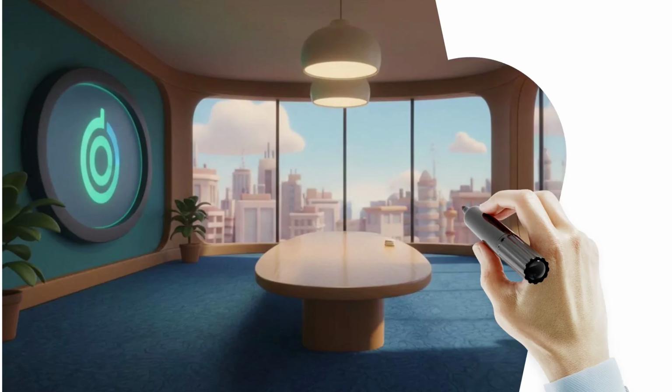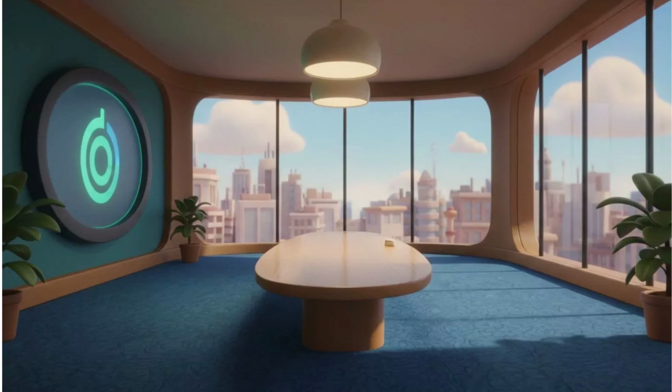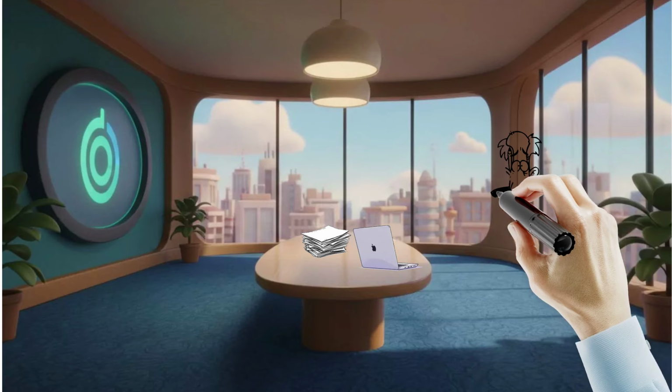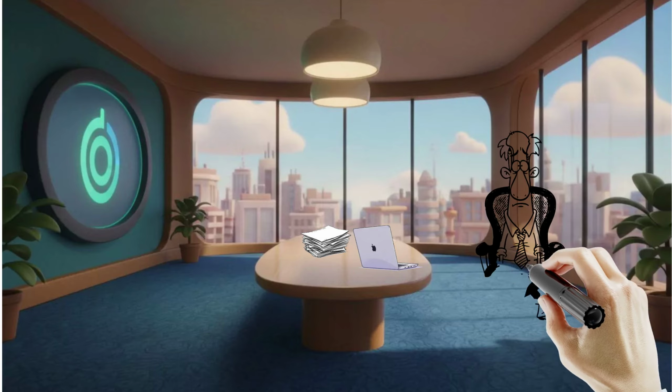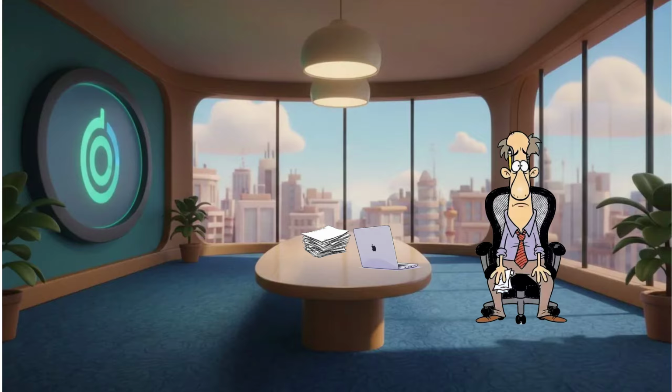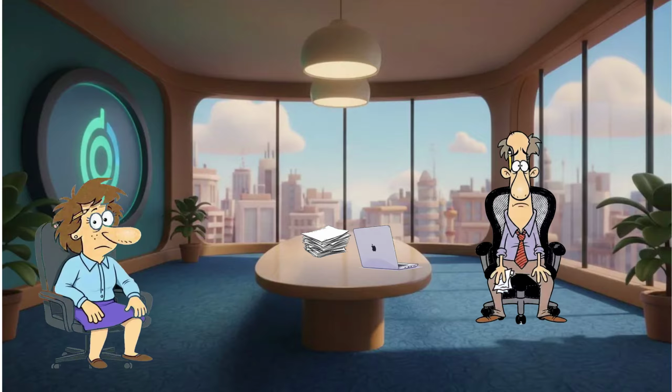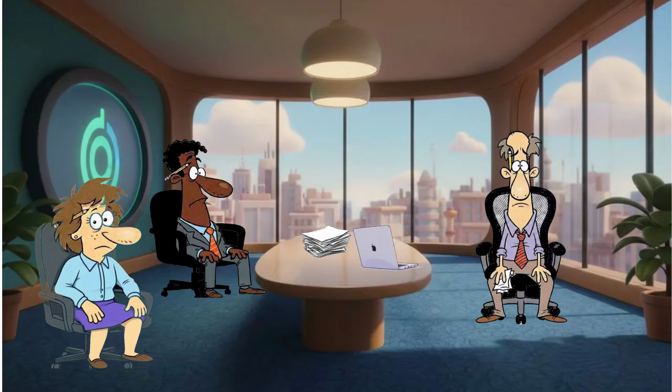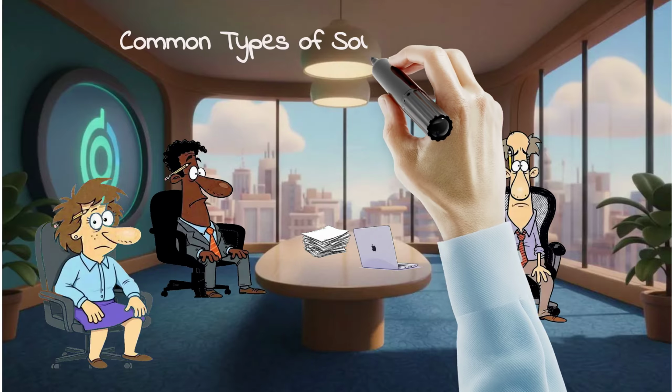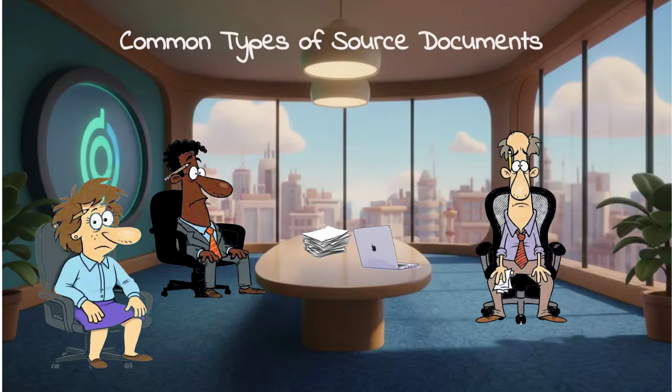Common types of source documents. Here are the most frequent source documents you will encounter in day-to-day bookkeeping. Cash receipt. Generated when a business receives cash or a check from a customer. It proves that money was collected. Sales invoice. Sent to a customer when a sale is made on credit, the customer will pay later. It lists the products or services provided, the total amount due, and the payment terms. Purchase invoice. A bill received from a supplier for goods or services bought on credit. It shows what the business owes to another company.